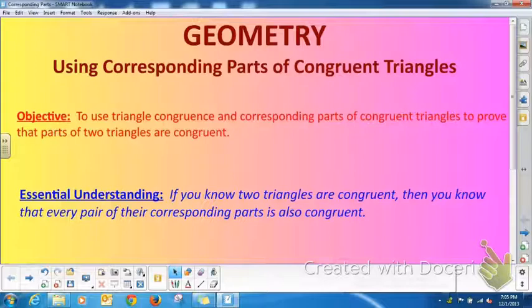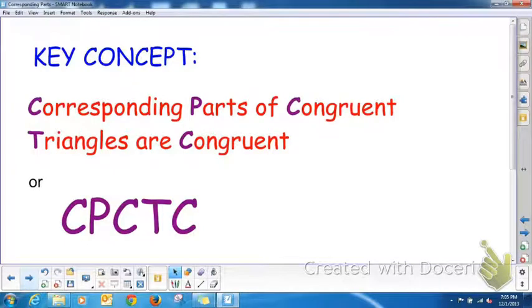If we knew two triangles were congruent, we listed all three pairs of corresponding angles and all three pairs of corresponding sides. Now you know 5 ways to prove two triangles are congruent. So if you can prove it using one of the 5 ways, side-side-side, side-angle-side, angle-side-angle, angle-angle-side, or hypotenuse-leg, then you know all of the corresponding, meaning matching, parts of the congruent triangles are congruent. So a key concept here: corresponding parts of congruent triangles are congruent, abbreviated CPCTC.